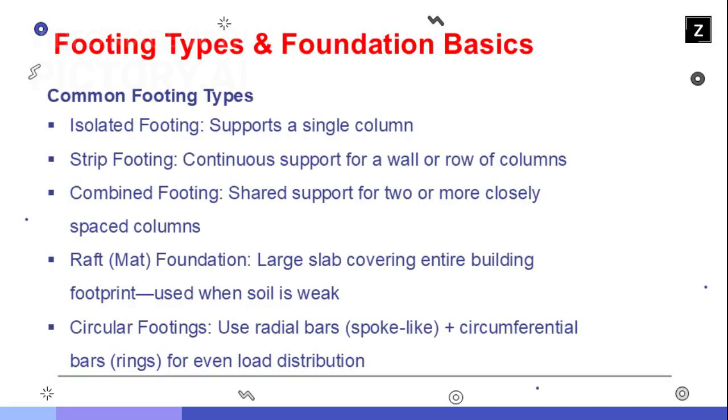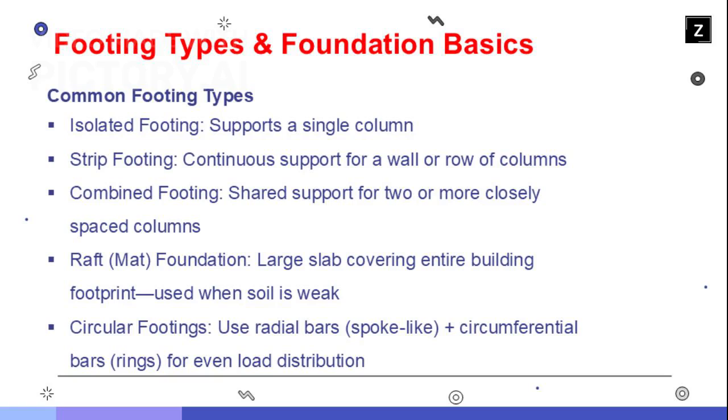The main types of footings are isolated, strip, combined, and raft or mat. The choice of footing type depends on the building's load and the soil conditions at the site. For circular footings, use both radial and ring-shaped reinforcement to distribute loads evenly. Shear keys are small projections under footings that help prevent sliding, especially in areas with lateral loads like wind or seismic zones. Key requirements: use minimum 12 mm rebar in piles, ensure 95% compaction in backfill in seismic zones.